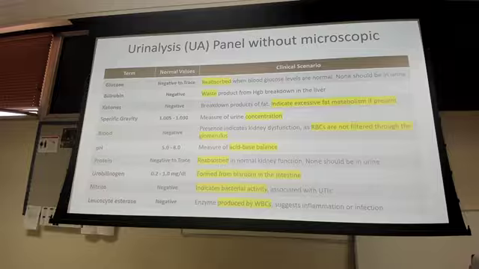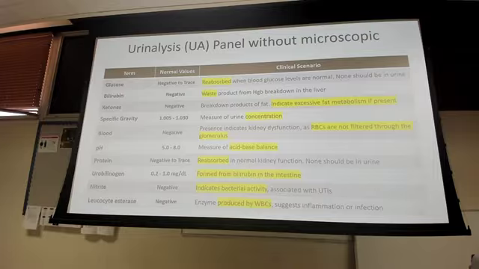Glucose is reabsorbed into the blood. Blood glucose levels are what they are, and glucose should not be in the urine, all right? So normal urine should not have glucose in it. Bilirubin in normal urine should be negative. These are waste products from hemoglobin breakdown in the liver. Ketone is a breakdown of fat. It indicates excessive fat metabolism. Specific gravity is a measure of urine concentration.